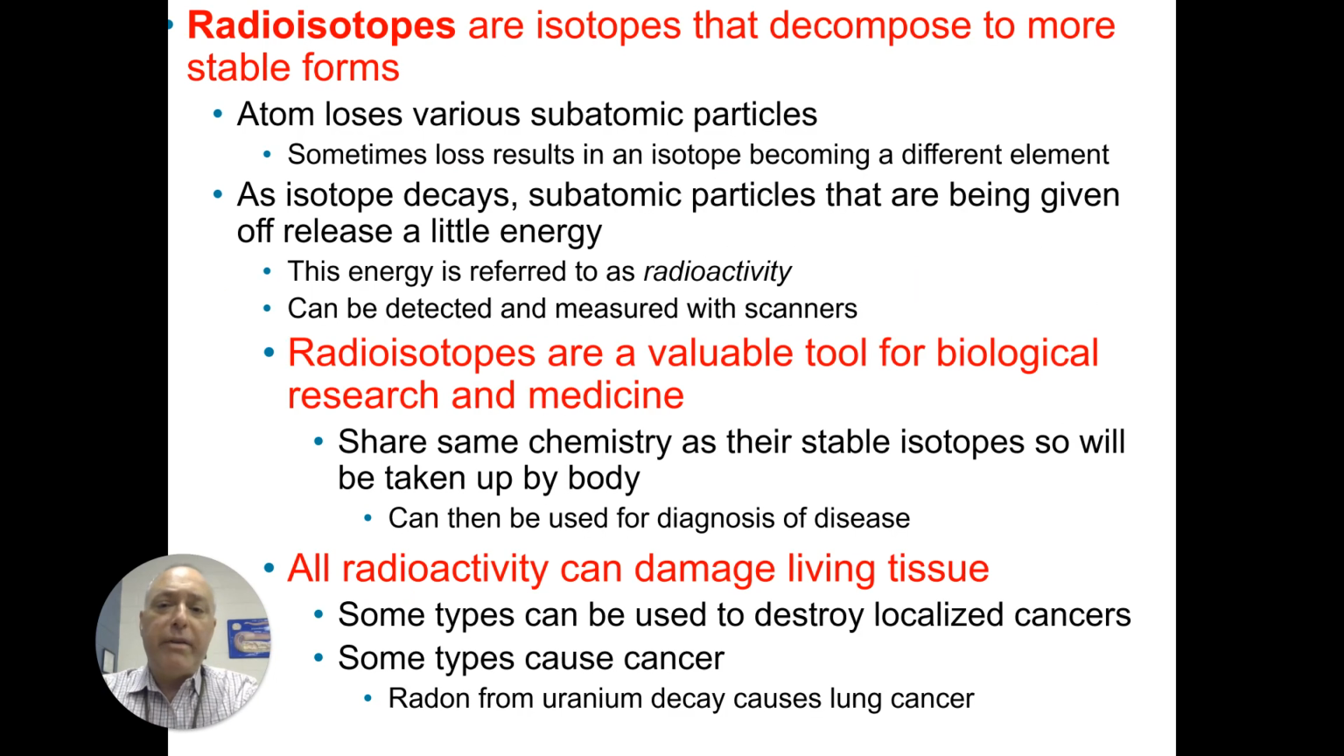All right, so radioisotopes are isotopes that decompose to more stable forms, and there's decay, and when there's decay, there's some radioactivity that's released. This can be detected with various machines, and so radioisotopes are a valuable tool for biological research and medicine, but all radioactivity can damage tissue. So whatever exposure we have has to be short and very focused.